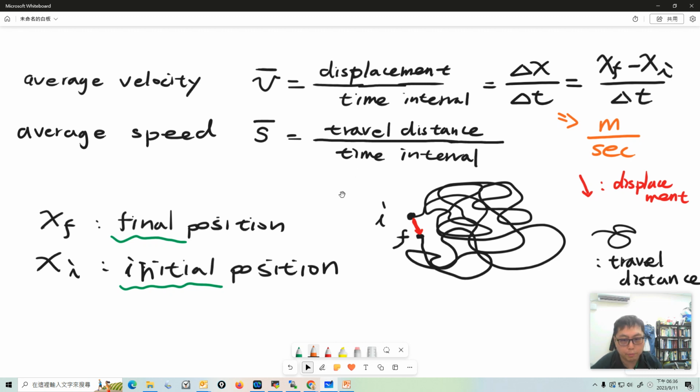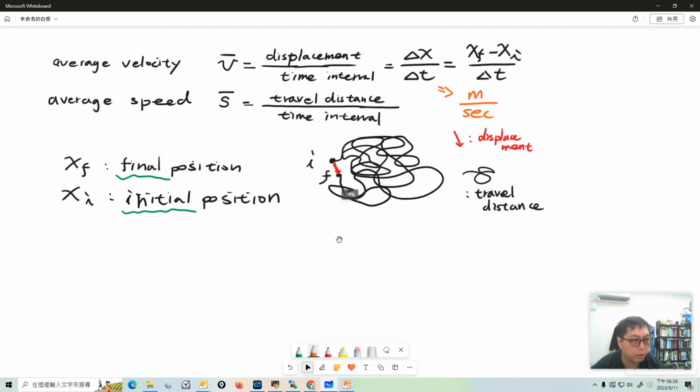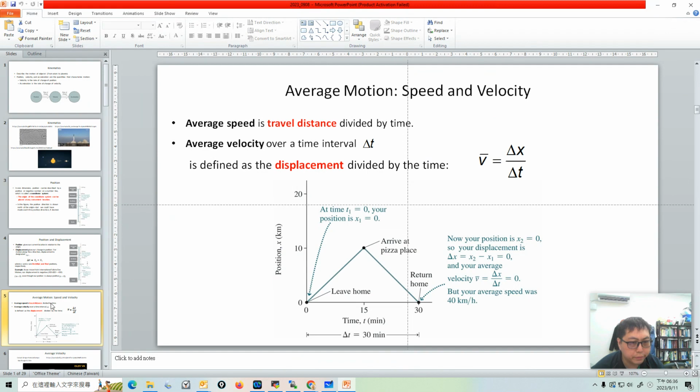Next, the textbook uses one example to show the difference between displacement and travel distance. Let me use PowerPoint, it's much easier. The example says you are initially at rest at home, and then you go to a pizza shop to buy a pizza, and then you return home. And he asks the question: during 0 to 30 minutes, what's your average velocity and your average speed?